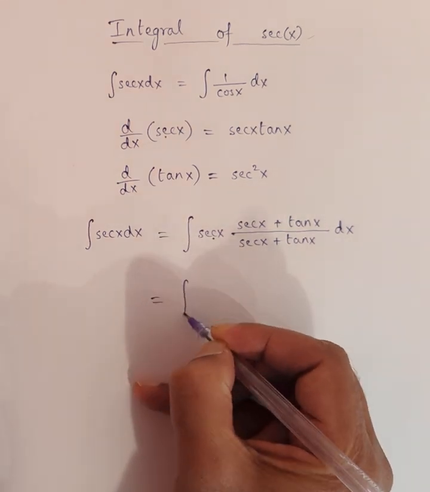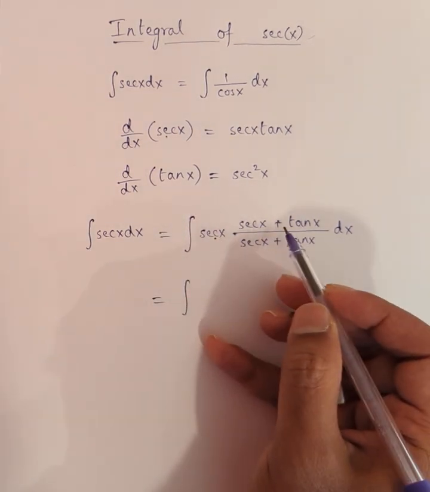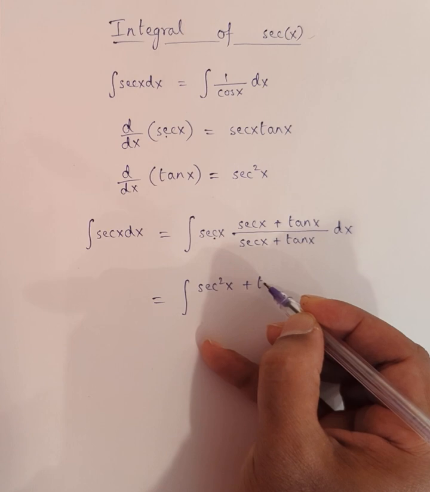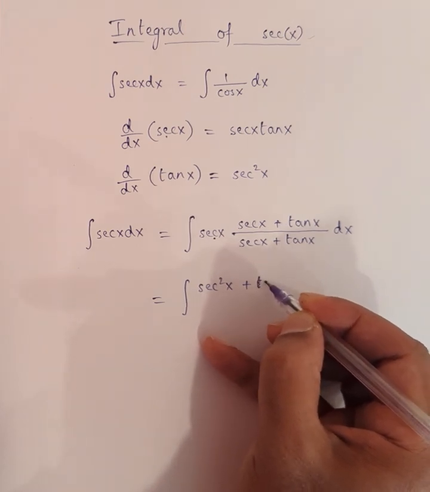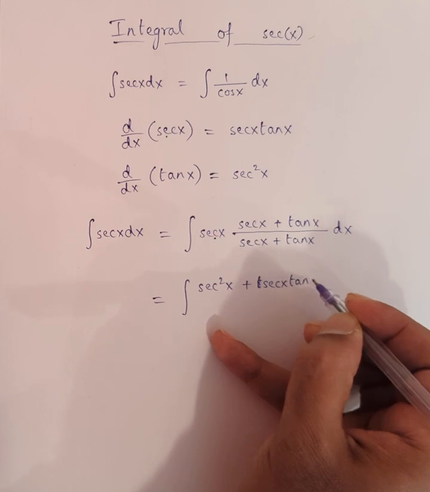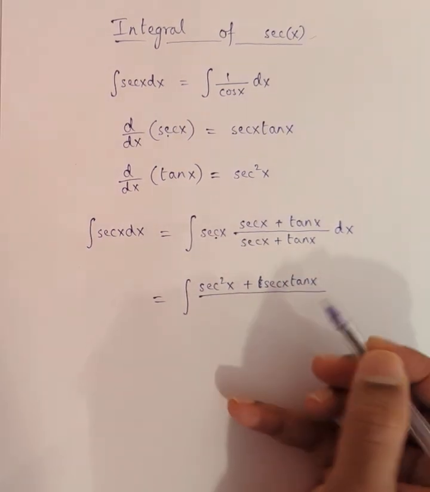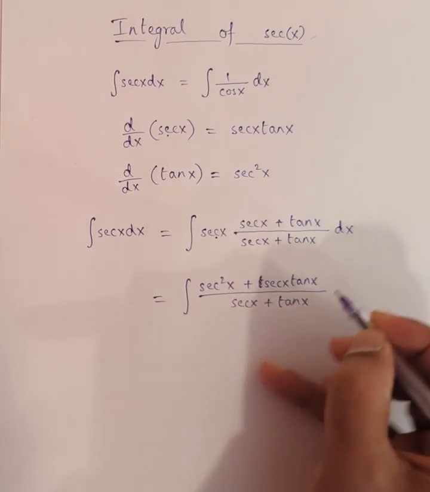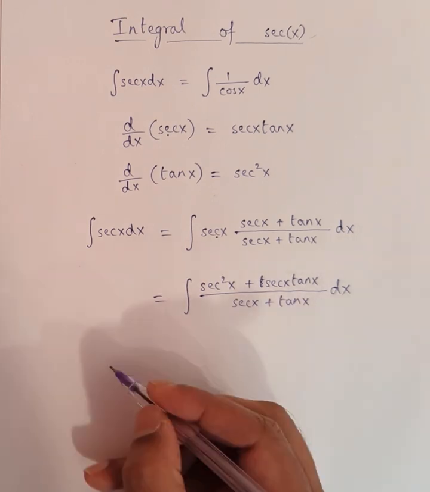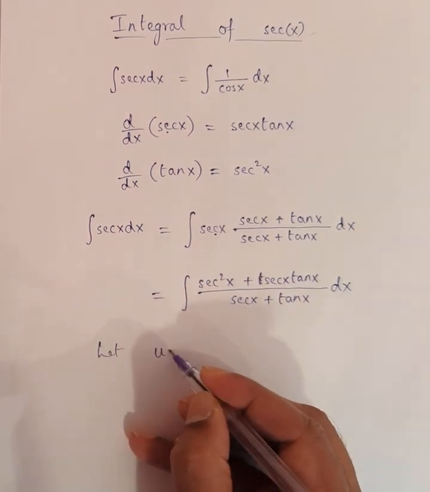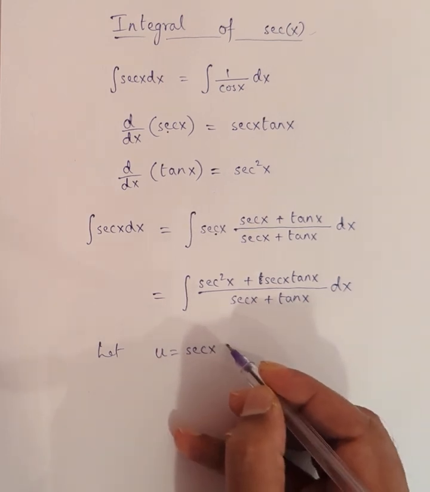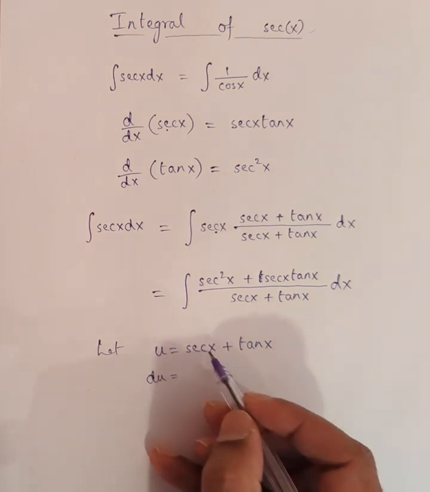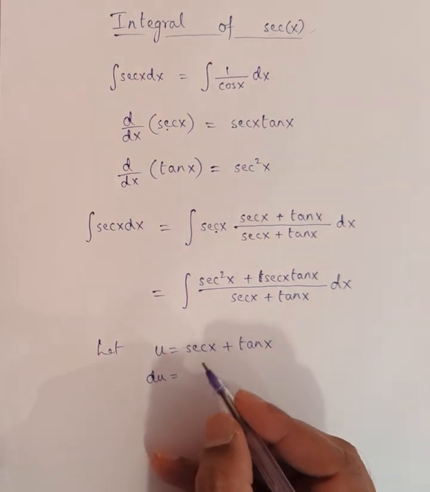So let's multiply secant x with the numerator. You get secant square x plus secant x tan x, over secant x plus tan x. And now if you let your denominator be u, secant x plus tan x, then notice, to get du, you take the derivative of that and multiply with dx.